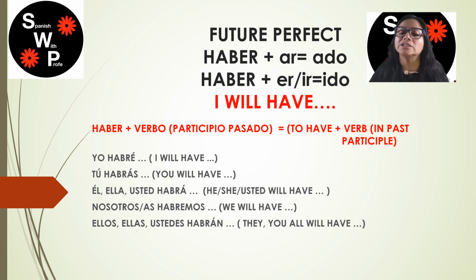These are the conjugations of the future perfect. Yo habré, tú habrás, él habrá, ella habrá, usted habrá. Nosotros habremos, o nosotras, if it's just a group of women, nosotras habremos. Ellos habrán, ellas habrán, ustedes habrán, and that is equal to, if you notice in Spanish we have just one verb as a helping verb, in English you have two. Will have. I will have, you will have, etc.